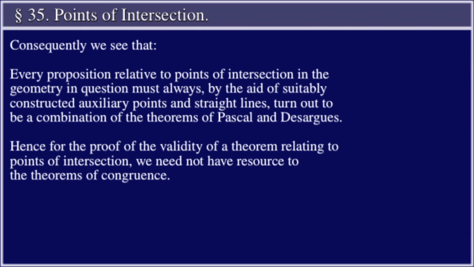Consequently, we see that every proposition relative to points of intersection in the geometry in question must always, by the aid of suitably constructed auxiliary points and straight lines, turn out to be a combination of the theorems of Pascal and Desargues. Hence, for the proof of the validity of a theorem relating to points of intersection, we need not have recourse to the theorems of congruence.